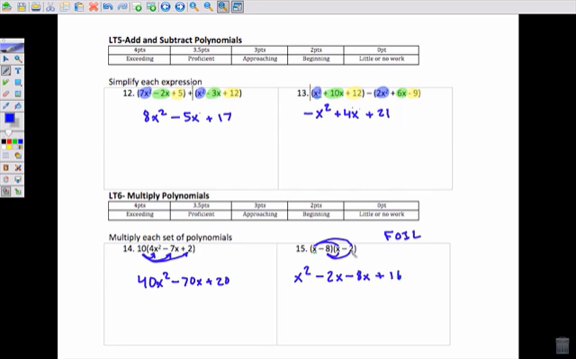The negatives here were probably the most common mistake that I saw on this part of the learning target. Just distributing the negatives, carrying the negatives with the 8 or with the 2 was probably the toughest part. The last step then, and some people forgot to do this as well, is just combining like terms here. So you've got a negative 2x and a negative 8x. That gives you a total of negative 10x. And your answer is x squared minus 10x plus 16.